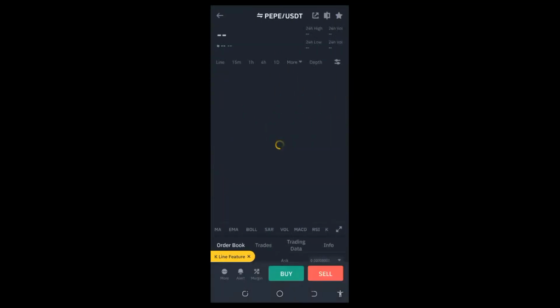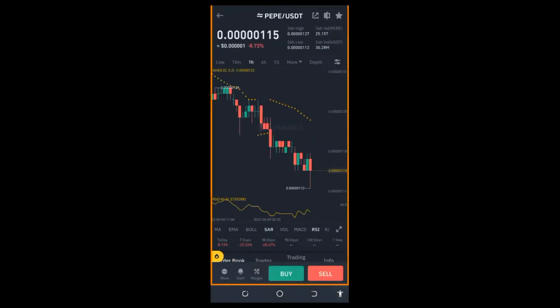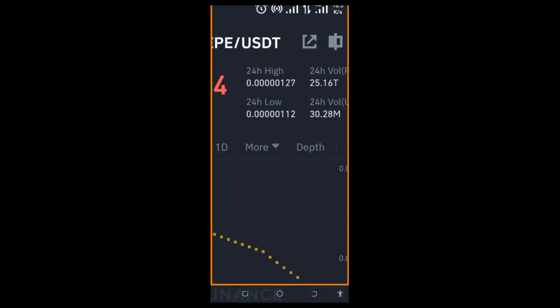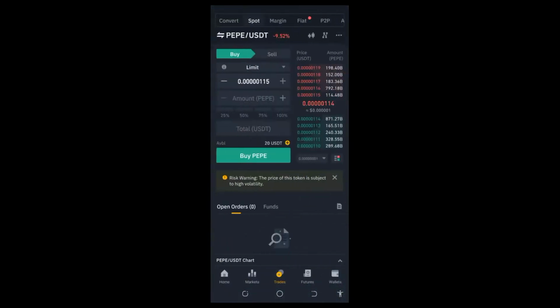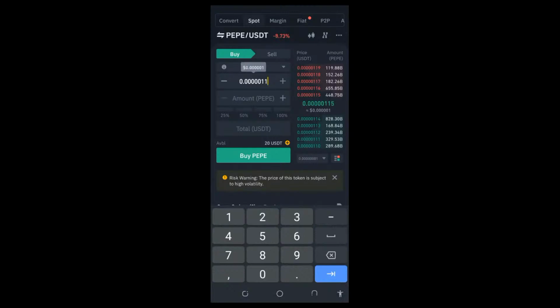So let's go to the charts and look at the all-time high and the all-time low within the last 24 hours. Now look at this. The all-time high for the last 24 hours is 0.0000127, while the all-time low is 0.0000112. So let's go ahead and choose something right in between it. We're currently at 115, 114. Let me come down by just one at the edge and try to simulate. When we pick that up, we'll try to sell at 115.